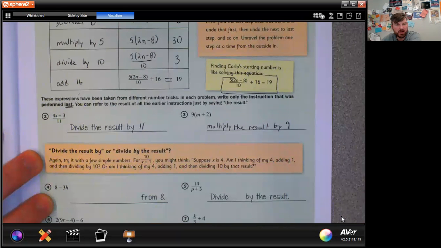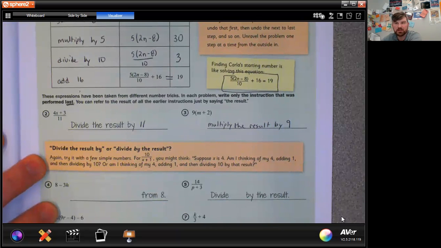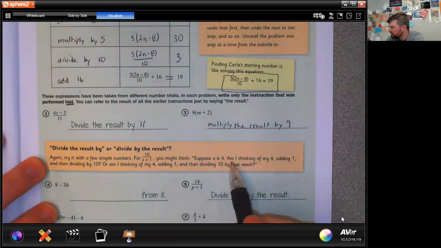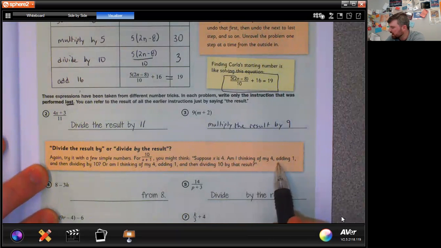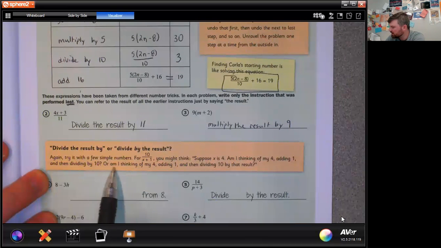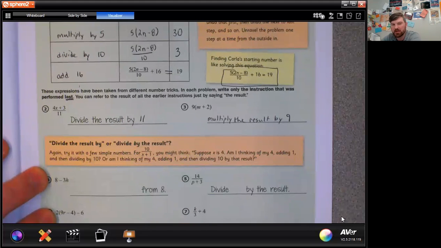Divide the result by, or divide by the result, are two different things, kind of like subtract a number and subtract from a number the other day. Again, try it with a few numbers. For 10 divided by x plus 1, suppose x is 4. Am I adding 1 to my 4 and then dividing by 10, or am I adding 1 to my 4 and then dividing 10 by that result? In that case, you're taking 10 divided by the result.